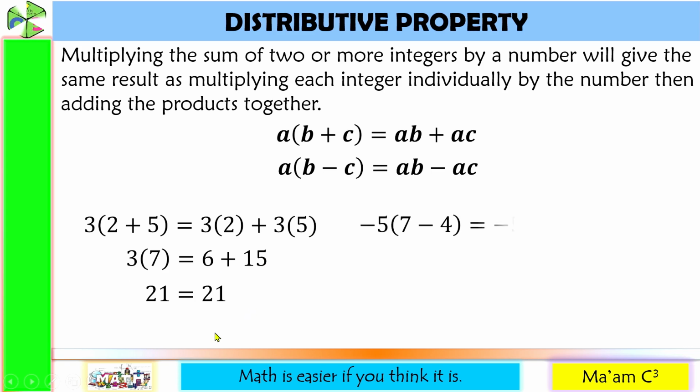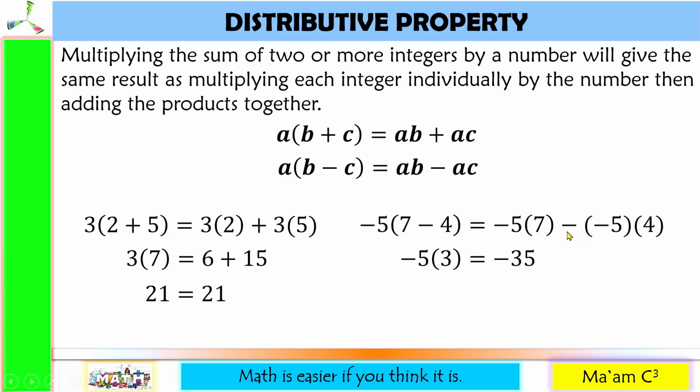Let's have another example. So we're going to multiply each integer here inside the parentheses by the number here. So negative 5 times 7, it's here. Copy minus, it's here. And then negative 5 times 4, it's here. 7 minus 4 is 3, so this will become negative 5 times 3. Negative 5 times 7 is negative 35. Negative 5 times 4 is negative 20.